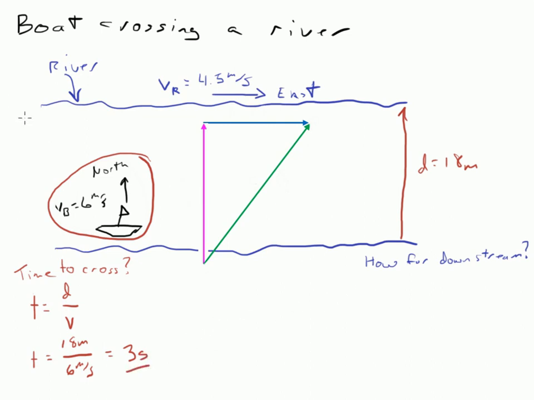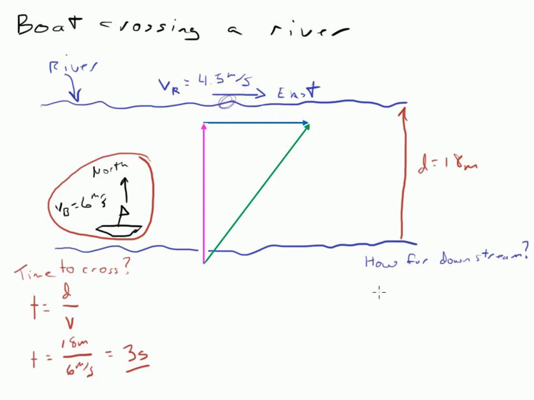Now the next question would be, how far downstream does it go? Because this pink line right here shows the motion of the boat. If the boat started here, it wouldn't go straight across. We already know it's going to go along this green vector here. Our resultant vector is going to go along that direction. So it's going to end up somewhere over here downstream as opposed to straight across.